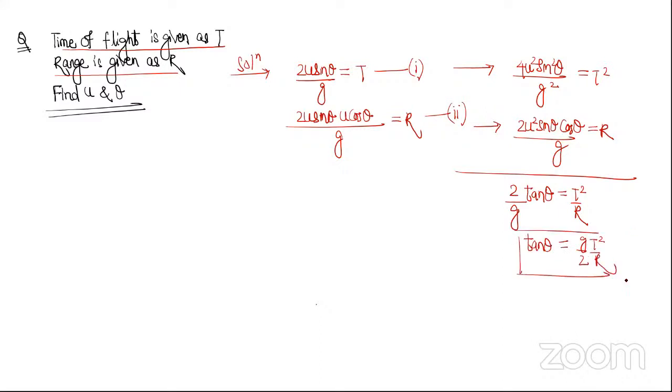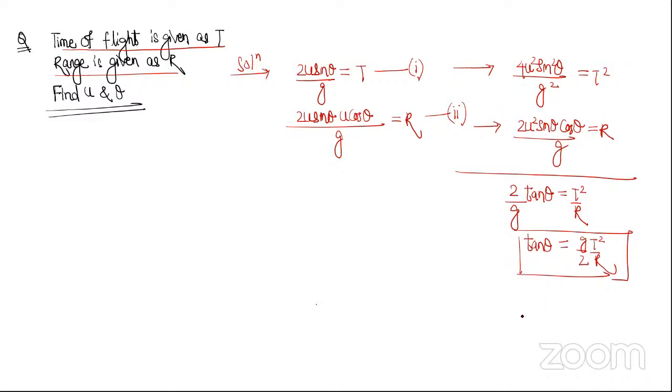Done, theta has come. Now that tan theta has come, you can find out sin theta, you can find out cos theta, and then put the value of that in either equation 1 or 2, and then you can get u.